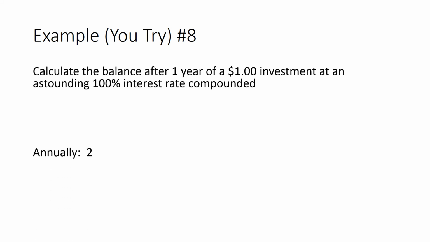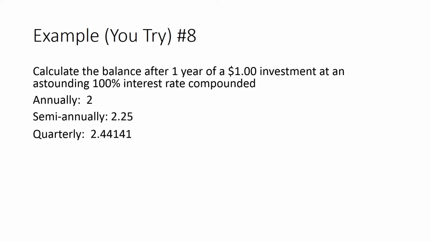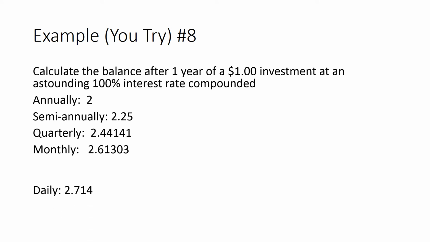Okay, so you try number 8. Pause the video and then I'll come back and give you the answers. Okay, hopefully you've done number 8. Annually you have 2, so it's actually doubling. Semi-annually, if it's compounded twice, you'd have $2.25. Quarterly, $2.44. Monthly, $2.61. Daily, $2.71. Hourly, $2.71. Notice that daily and hourly become very close.